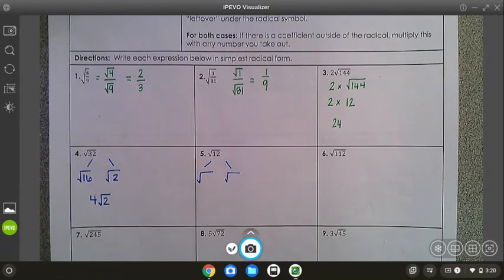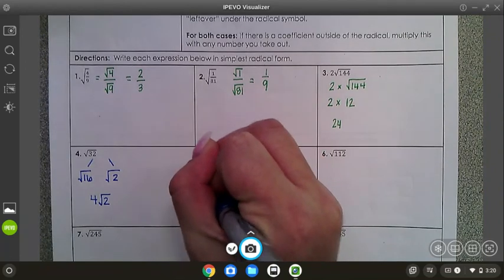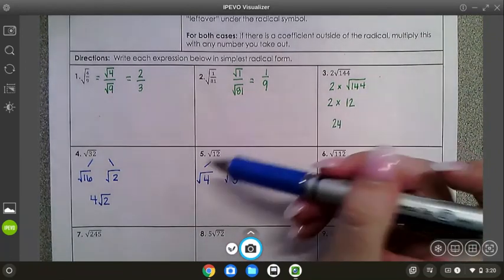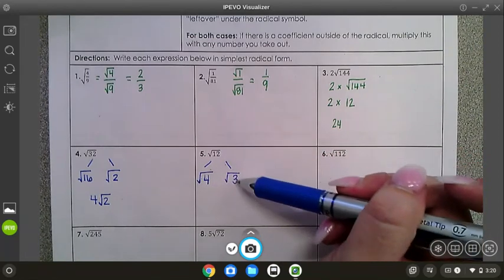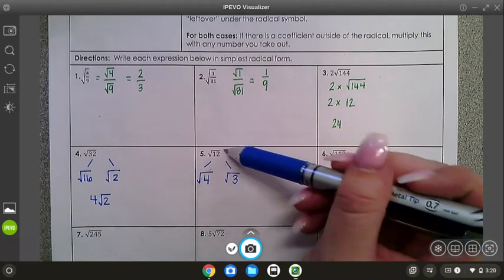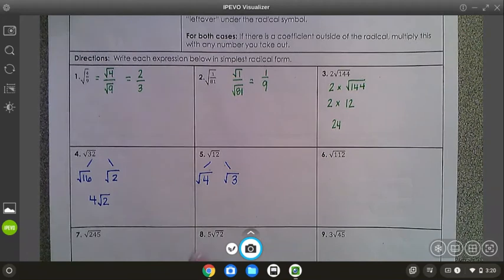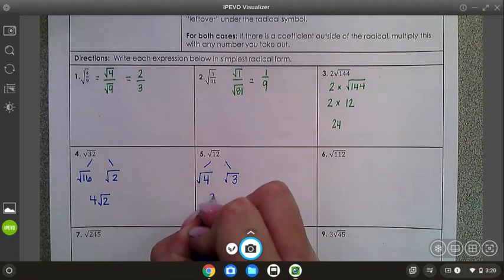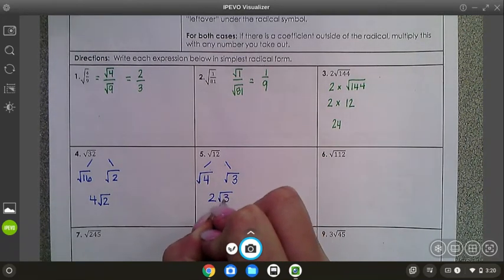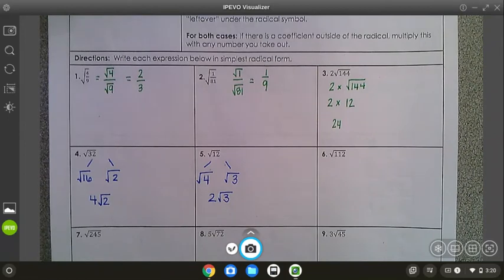So what is the biggest perfect square that I can divide 12 by? And it's 4. 4 times 3 is 12. So the square root of 4 times the square root of 3 is the square root of 12. I know the square root of 4 is 2, and then I have radical 3. So that's your answer.